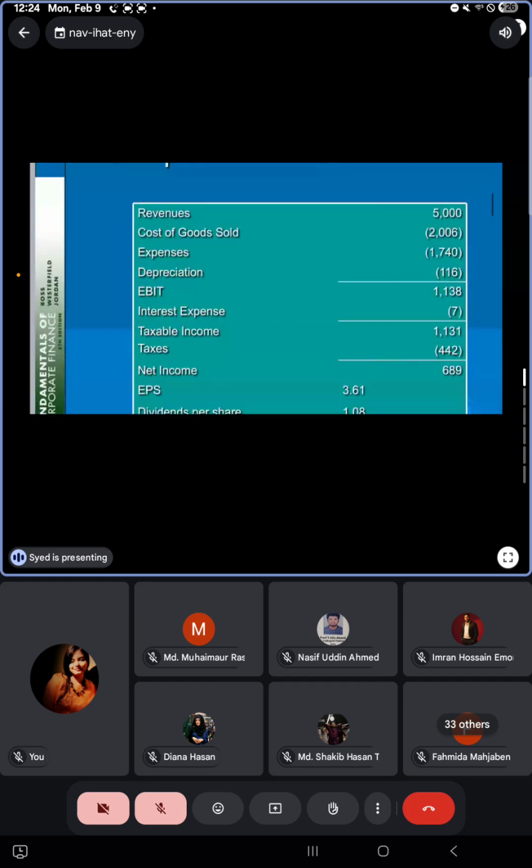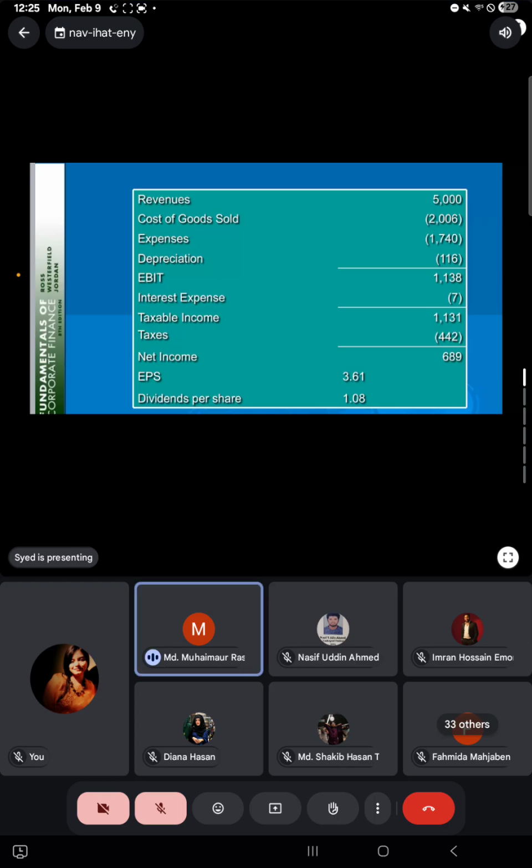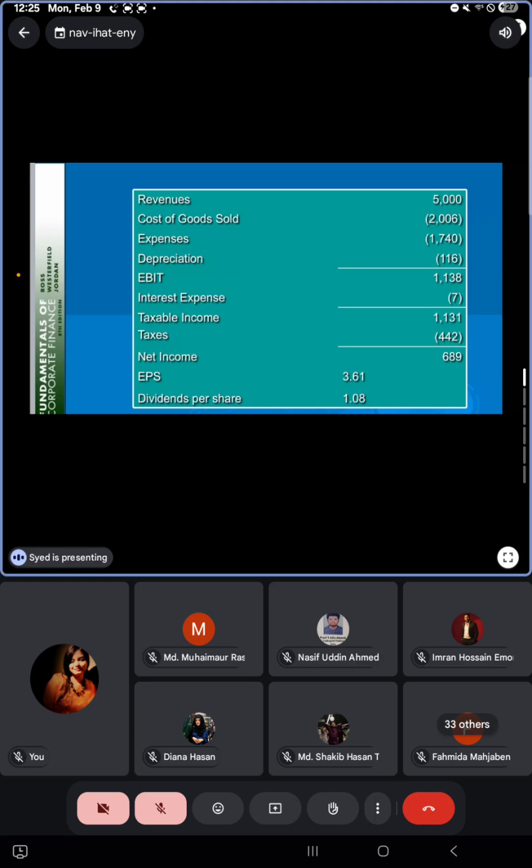So let us go back to the income statement to see the cost that we are going to count as operational cost. Cost of goods sold is 2006. Operating expenses are 1740. Depreciation is 116, but depreciation we are not going to take. Interest expense, is it an operating cost? No, sir, it's a financial cost. Very good. So it is not an operating cost.